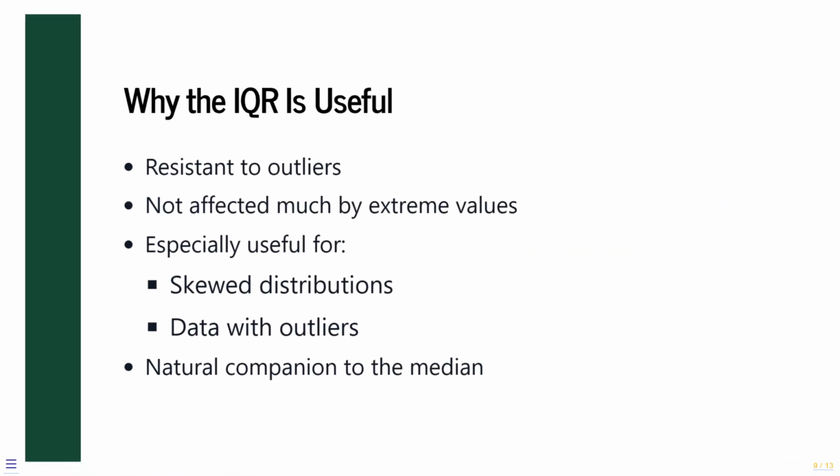The IQR is especially useful for skewed distributions. It pairs naturally with the median as a measure of center. Together, the median and IQR give a stable summary of typical behavior and spread.